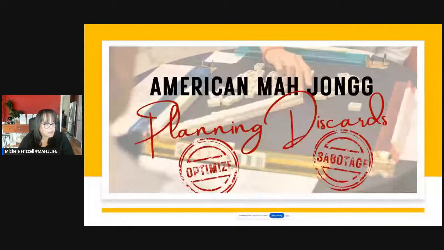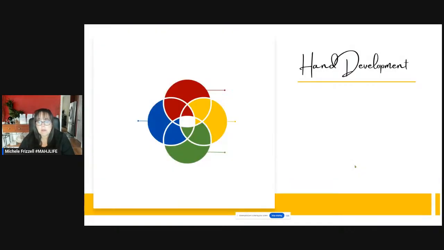All right, here we go. Planning discards. When you play this game, there's a goal. The goal is to be the first player to win a hand on the card, the National Mah Jongg League card, because we're playing American Mah Jongg for this live stream anyway. So you've got to have a hand on the card. And there's always a tendency to want to pick a hand right away because the cards are staring you in the face. But you don't need to pick a hand till you run out of discards.